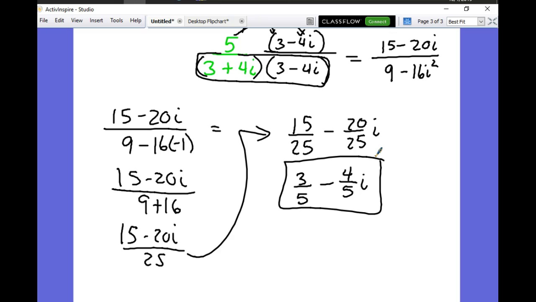The 25 is on the bottom of both of them, right? It's just one. So let's review. We started with this, right? Then we multiplied it by its opposite. And we used the shortcut to do the multiplication, right? We simplified, and then we split it up and simplified. Okay? Let's throw one at you and see how you do with it.